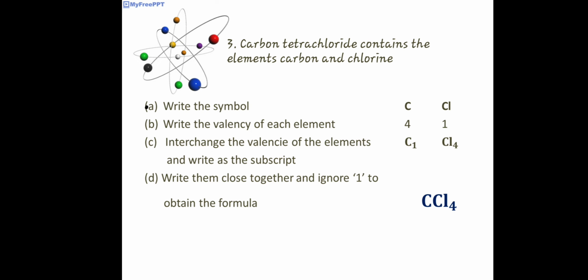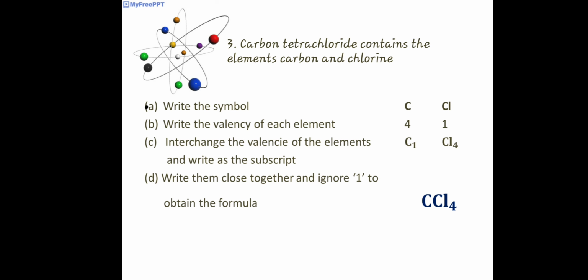So now, let's proceed to another compound. We have carbon tetrachloride. Carbon tetrachloride contains the elements carbon and chlorine. Write the symbol. Of course, carbon is C and chlorine is Cl. Write the valency of the element. You can see in my illustration, 4 and 1. So, interchange, swap it again. We have carbon now is 1 and chlorine is 4. So, write them close together and ignore 1. So the chemical formula for carbon tetrachloride would be CCl4.